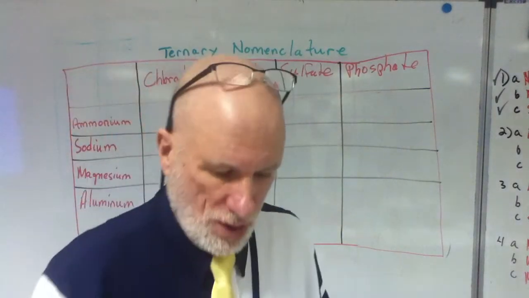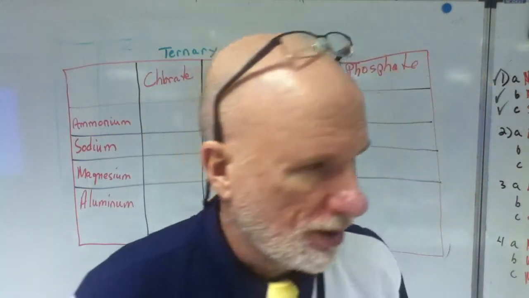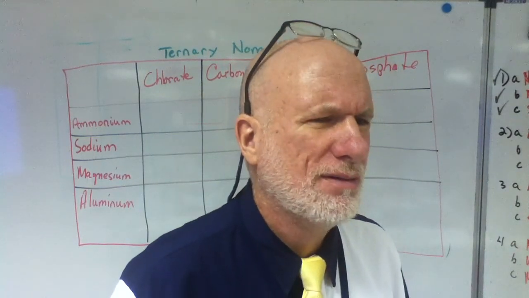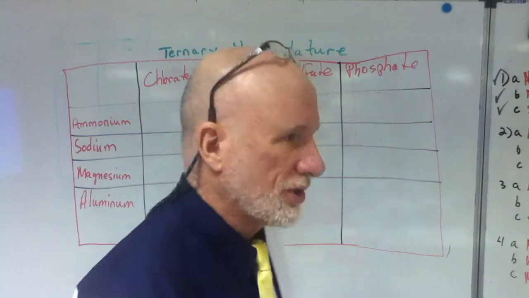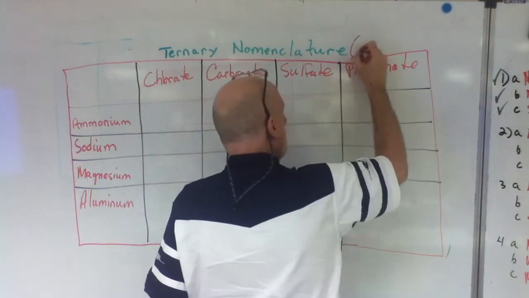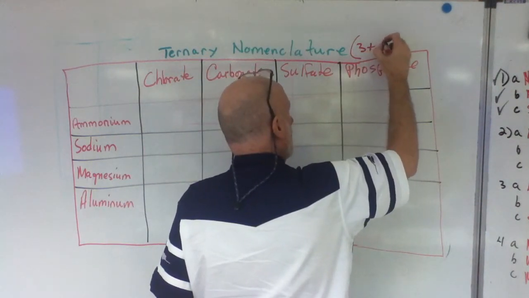ternary nomenclature. When you hear the word ternary, what number do you think of? 3. 3, that's right. You think of 3. So ternary nomenclature is made of 3 plus elements.